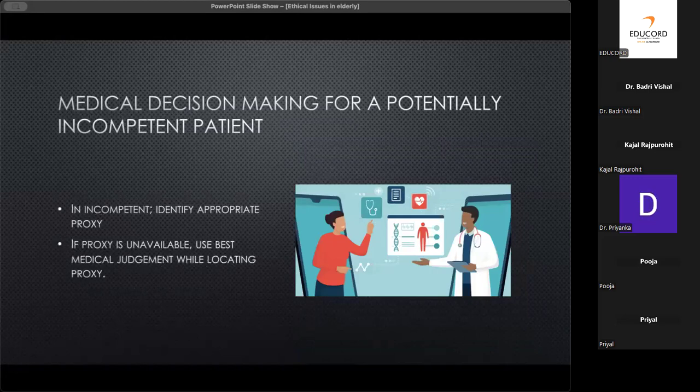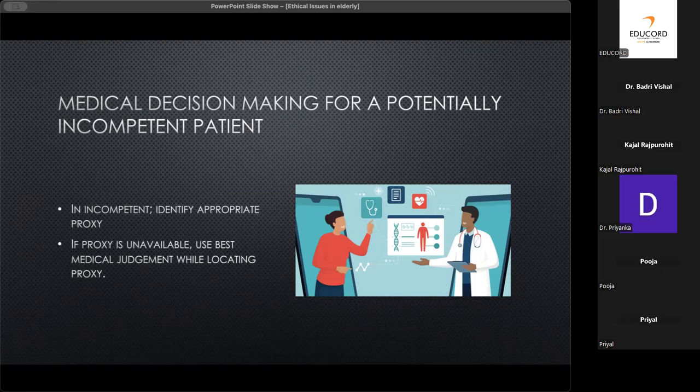Medical decision making for a potentially incompetent patient. If the patient is incompetent, identify the appropriate proxy. If the proxy is unavailable, use the best medical judgment while locating the proxy. As I told you earlier, when we're talking about consent or written directives, we always ask the patient for permission to do any kind of procedure or medical treatment. But if the patient is incompetent or incapacitated, what to do? We always ask the proxy, or the next of kin, or the wife, or the children, or the caretaker, and get their consent and then do the treatment.